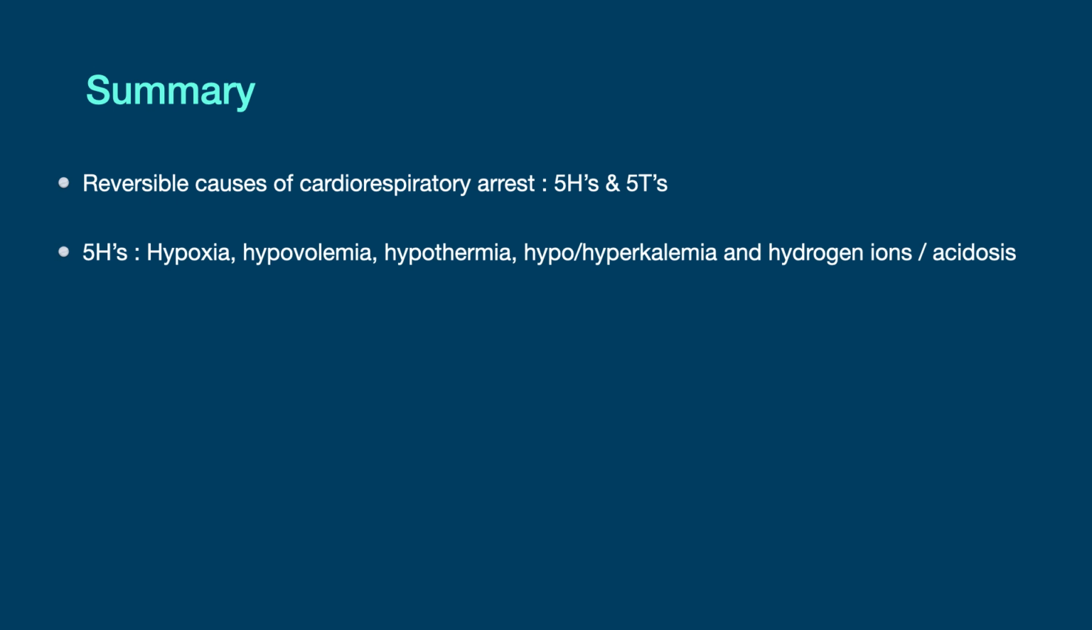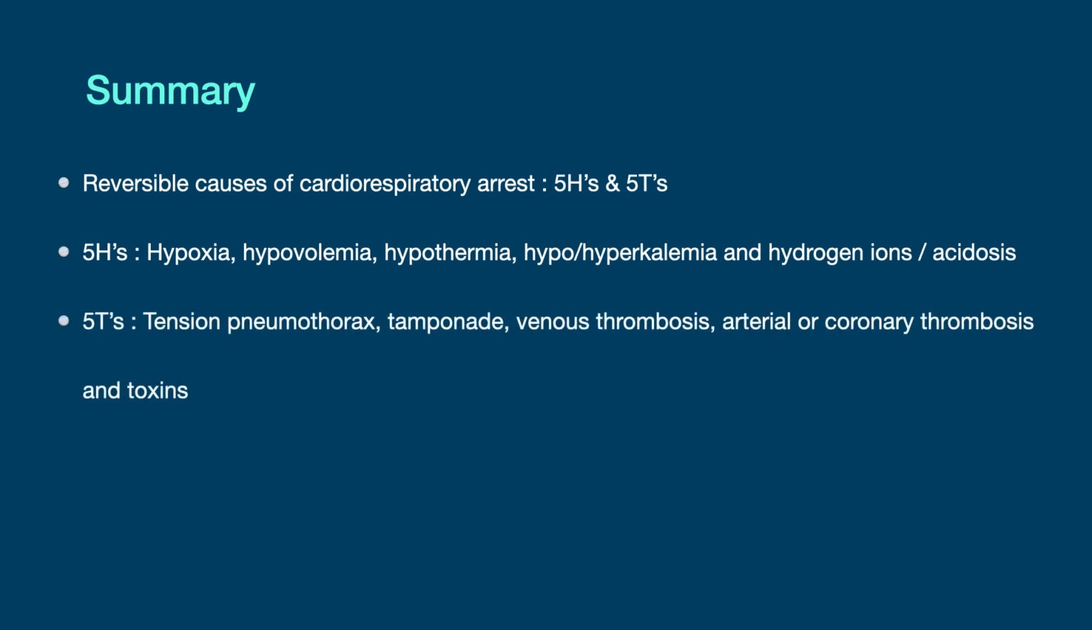Let's recap. Think of all the 5 H's and T's as these are potential reversible causes of cardiac arrest. Work up for these causes while resuscitation is going on. Treatment should be administered concurrently while resuscitation is being done. The 5 H's are hypoxia, hypovolemia, hypothermia, hyperkalemia, and hydrogen ions or acidosis. And the 5 T's are tension pneumothorax, tamponade, venous thrombosis, arterial thrombosis, and finally toxins.